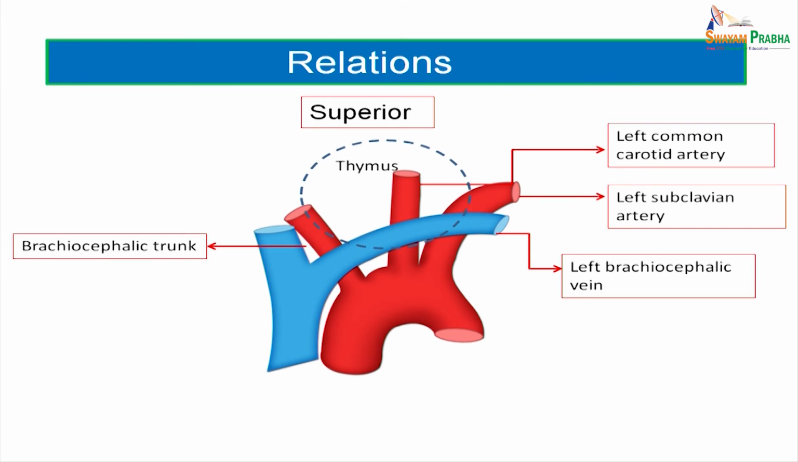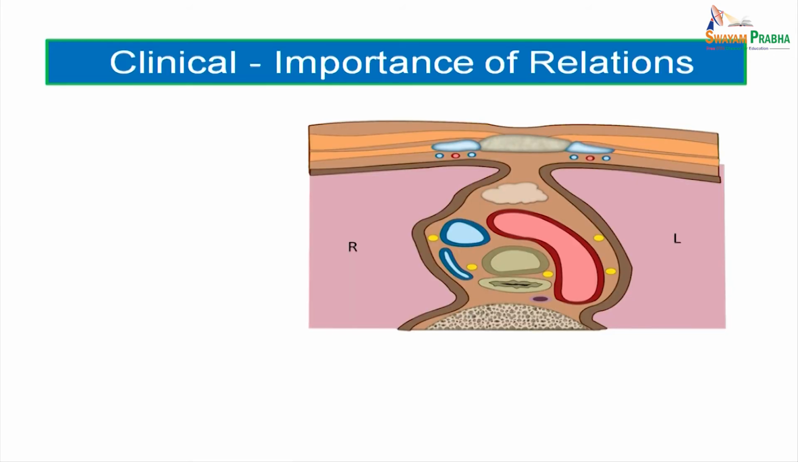Okay, so these are the superior relations. To mention a few: the three branches, the left brachiocephalic vein, the variable extent of the thymus, and the crossing over of the phrenic and the left vagus, which of course cannot be seen in the picture. So, this is about the relations. What is the importance of having these relations?